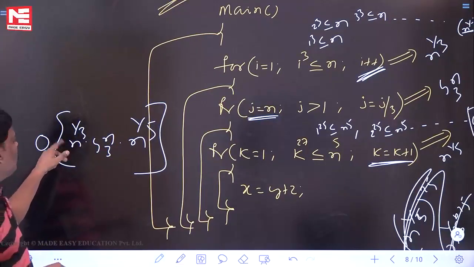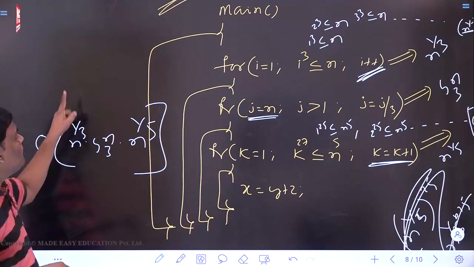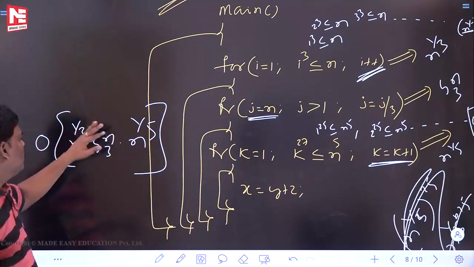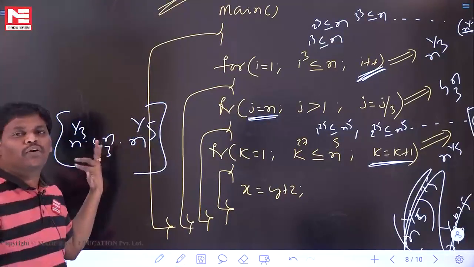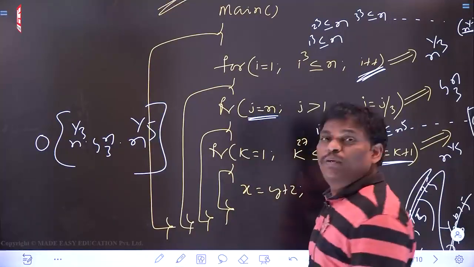How to simplify? N power 1 by 3 into n power 1 by 5 is going to be n power, what is the answer? 1 by 3 plus 1 by 5. Add them, right? Mostly this will be there. If not, simplify further. Right? Fine. So, what is the purpose of big O omega theta?